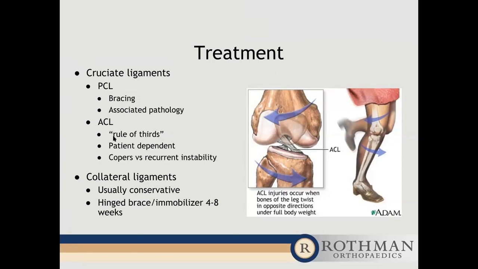And the ACL rule is the rule of thirds: one third of people will likely need surgery, one third might need surgery, and one third probably don't need surgery. It's really patient dependent. We have people who are copers, or people who have recurrent instability. If people have recurrent instability of their knee, then we would consider doing surgery to fix that ACL. And collateral ligaments, the side ligaments on the inside and the outside of the knee, are usually treated non-operatively, typically with a brace for about 4 to 8 weeks.